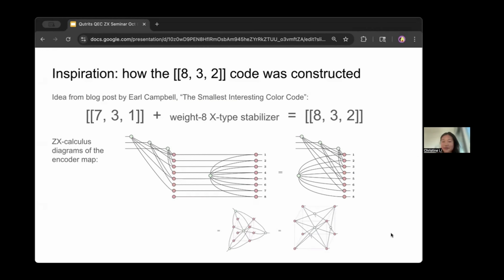What I'm trying to say is that when we have a symmetric circuit for a given logical gate, we can look at it as a shift in perspective, as a distance one code, and then try to add stabilizers to increase the code distance. Does that make sense? But that's not always guaranteed. No, it is not.